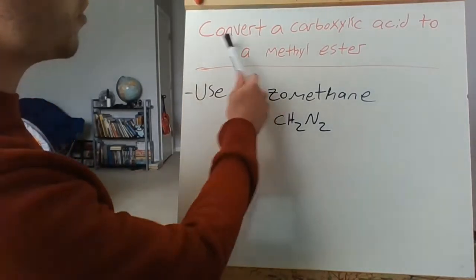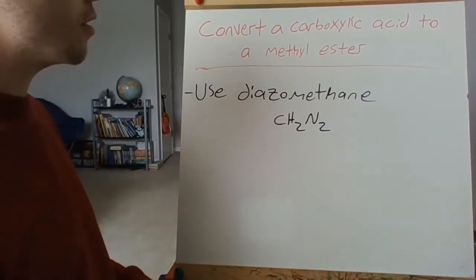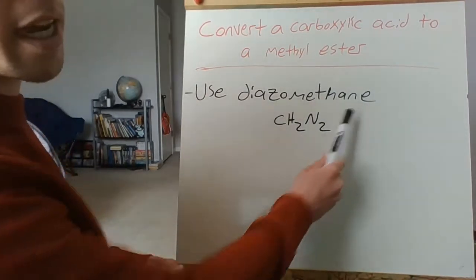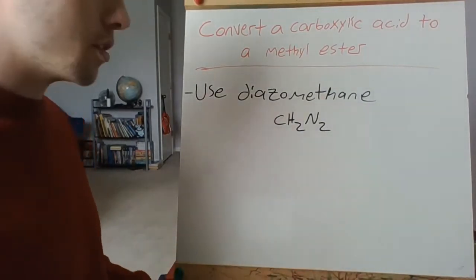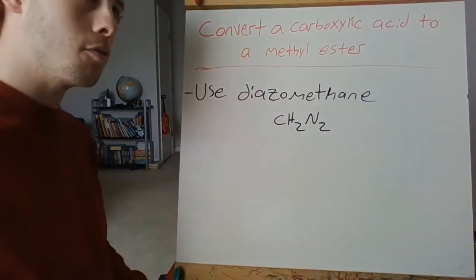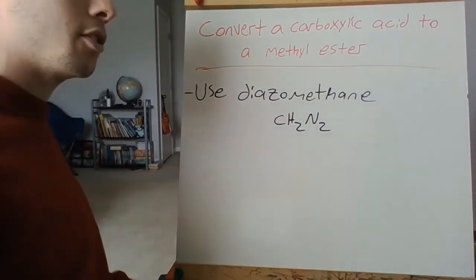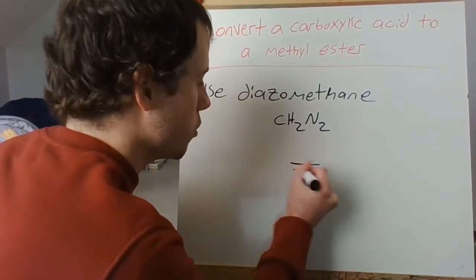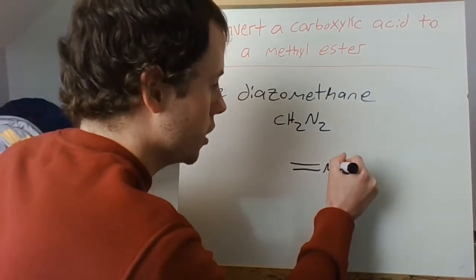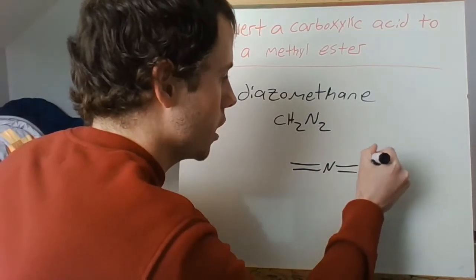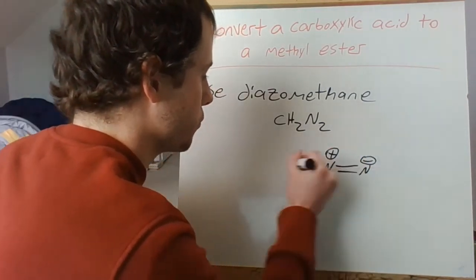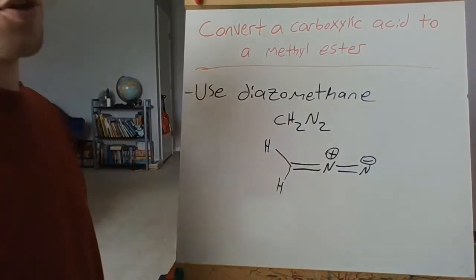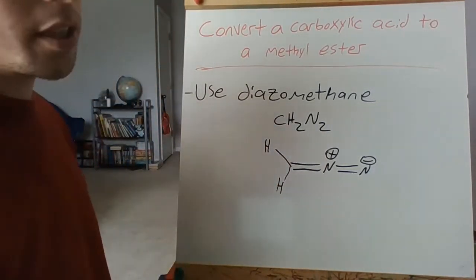If you want to convert a carboxylic acid into a methyl ester, we're going to use something called diazomethane. This is a new reagent that you haven't seen before. It's written out as CH2N2. So what does this look like? Well, we have a nitrogen in the middle here, and then our two hydrogens from our carbon are coming off. And so diazomethane looks something like this.